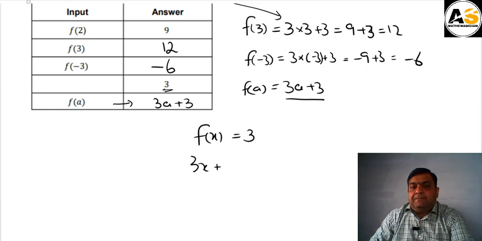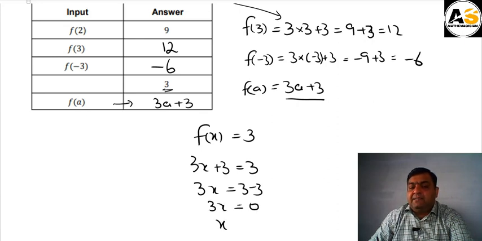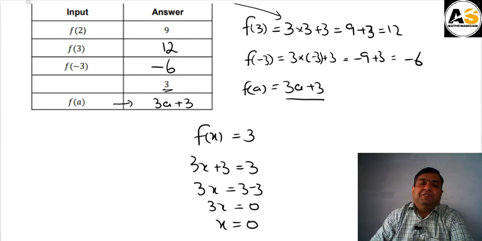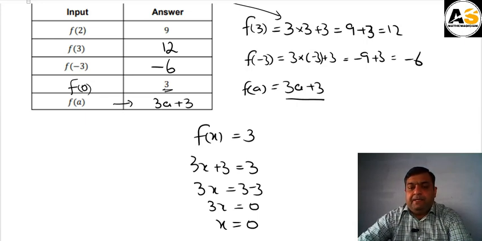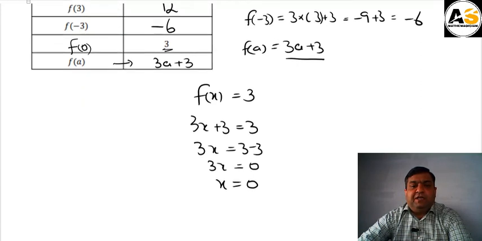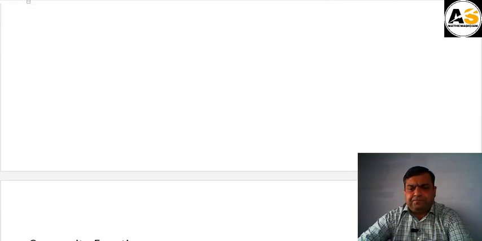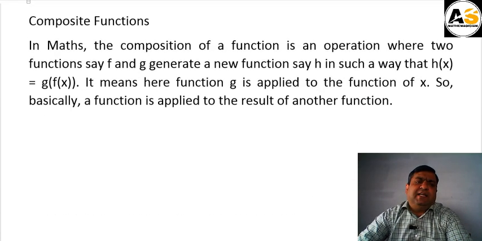F of x is this. This is equal to 3. Let us solve this for x. 3x is equal to 3 minus 3. 3x is equal to 0. X is equal to 0 over 3, which is 0. So it will be f of 0. F of 0 is basically 3. So this was another question in which we use the concept of evaluating a function for a given value of x. This was first part of our today's lesson.